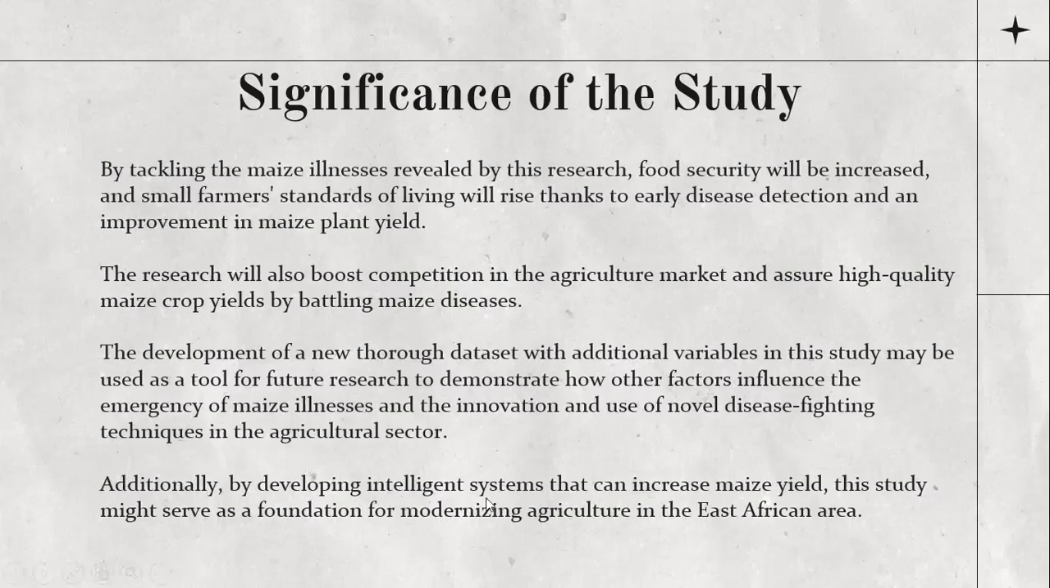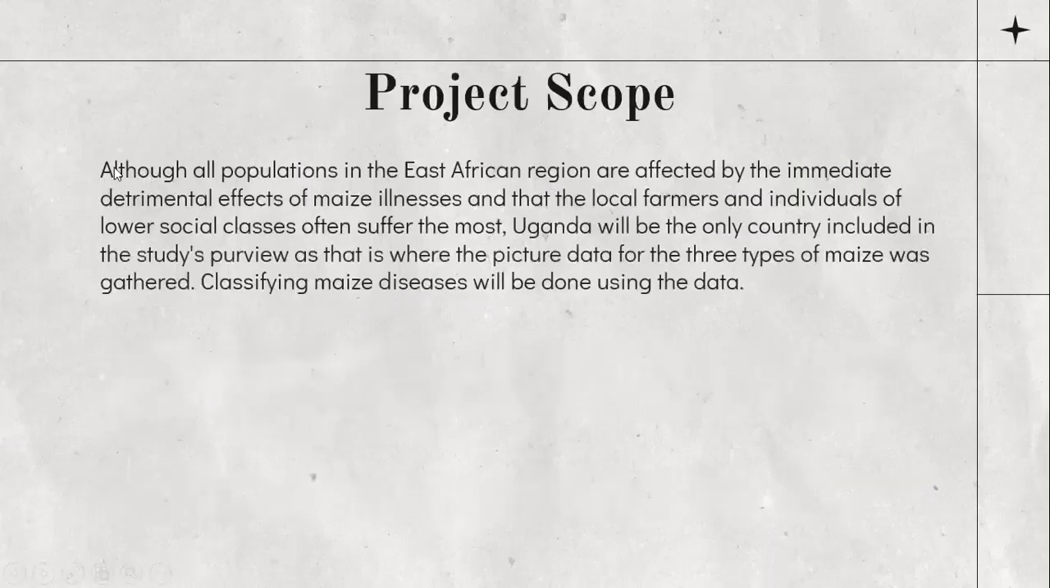Additionally, by developing intelligent systems that can increase maize yield, this study will serve as a foundation for modernizing agriculture, because we shall be introducing artificial intelligence in agriculture, and this will help improve our agricultural systems in East Africa. Now, our project scope.